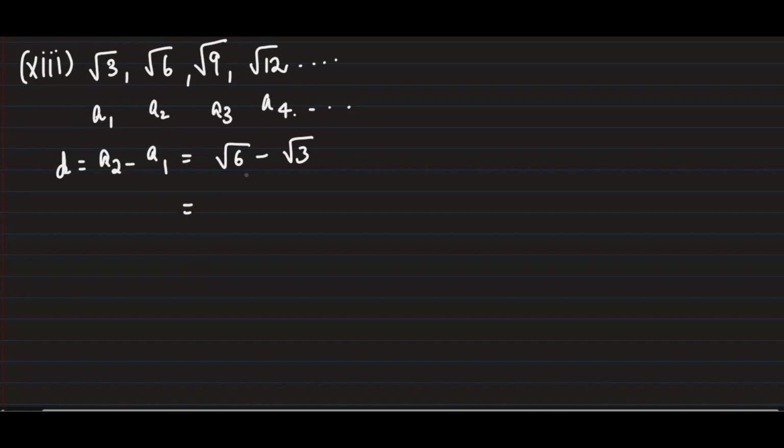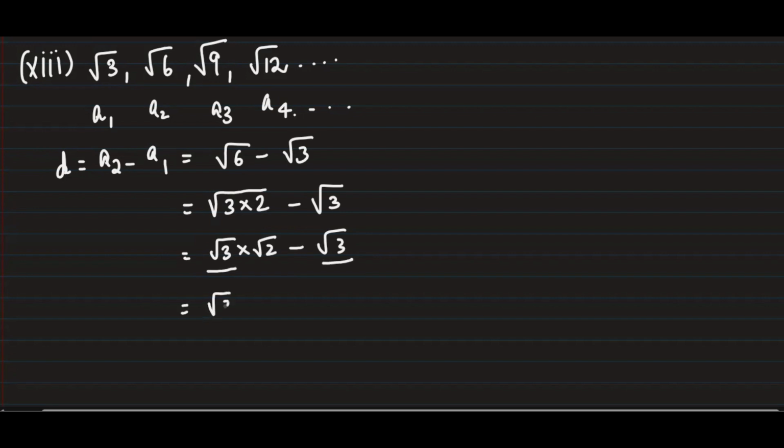Root 6 or root 3 is not a perfect square root, but we can split them and write root 6 as root 3 into 2, minus root 3. Again, we will just write root 3 into root 2 minus root 3. We can take root 3 as common because there is also a root 3 here. So root 3 into, within brackets, root 2 minus 1. Clear? So the first d value we have got is root 3 into root 2 minus 1.